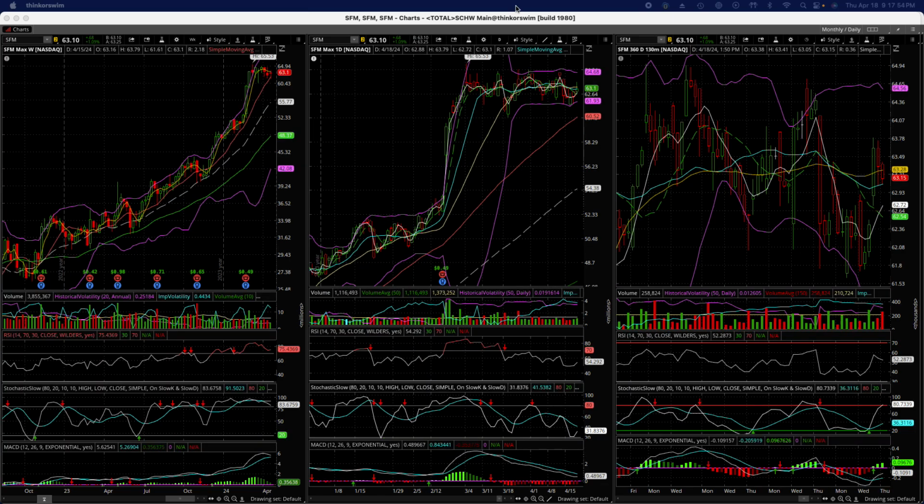Here we've got Sprouts Farmers Market, same deal. 50-day moving averages coming up to the stock. We're sitting here with these muddled 10 and 20-day moving averages, holding up much better than the broader market. We're not seeing a steep sell-off yet in this stock.